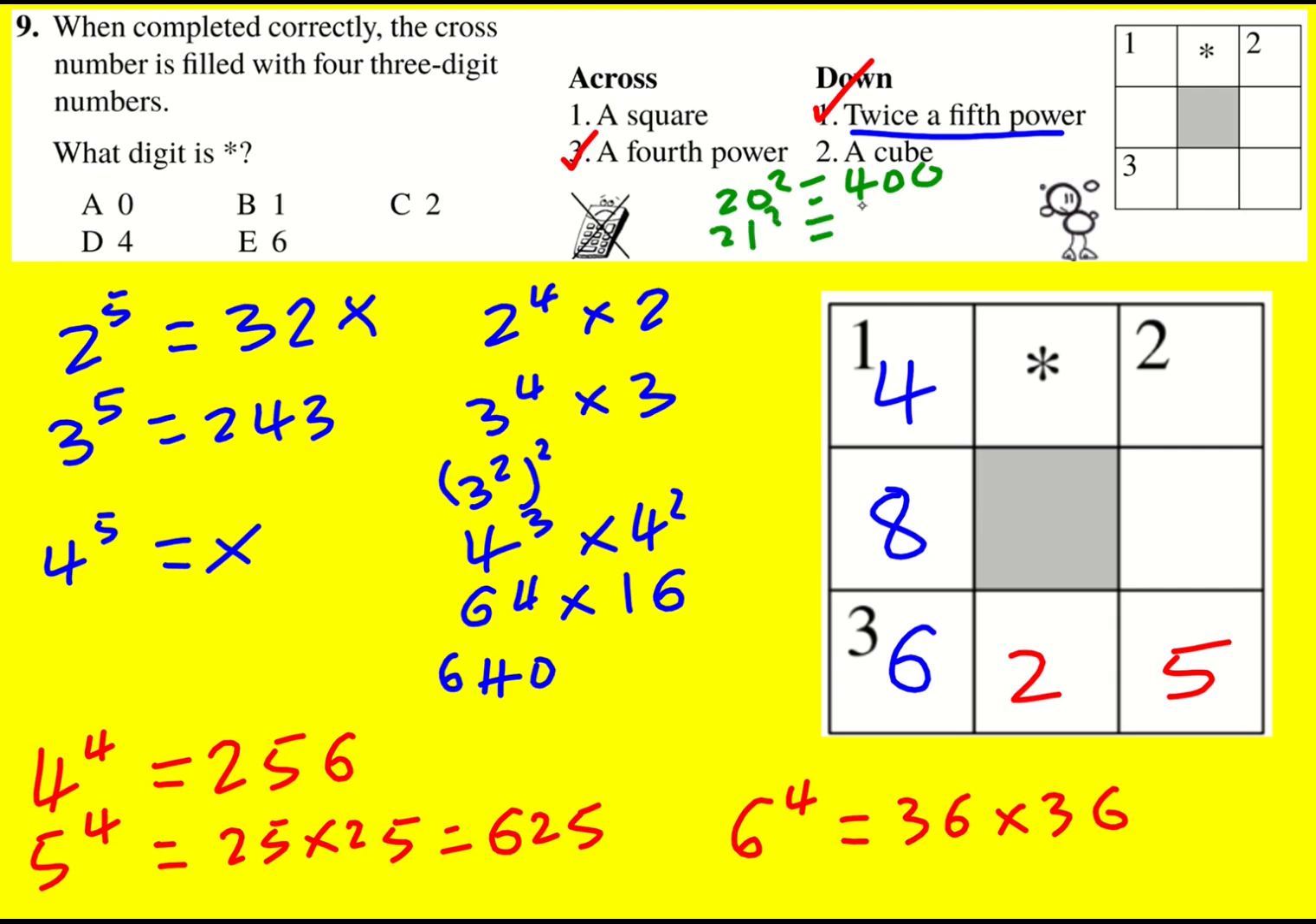21 squared is actually 441. Okay, I know that one. 22 squared, I think, is 484. Again, if you need to do calculations, no problem. So, is there a cube number that would work? Is there a cube number that starts with a 4 and ends with a 5? That's kind of what we're down to thinking about.